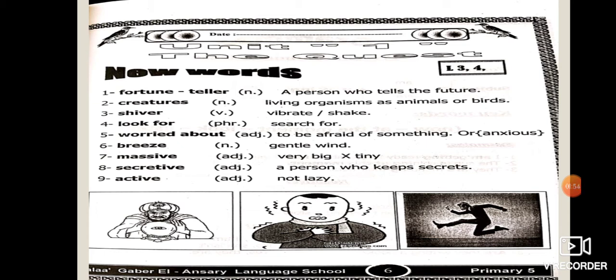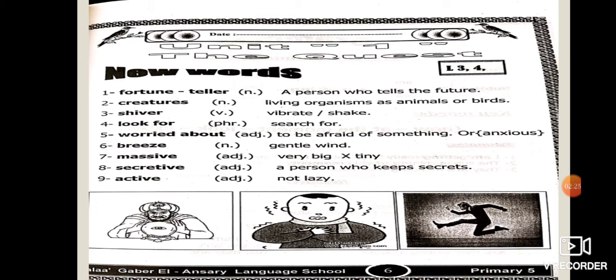Number 2, creatures. Creatures, it's a noun, which means living organisms such as animals or birds. Creatures means living organisms such as animals or birds. Okay, do you understand? After me, creatures.